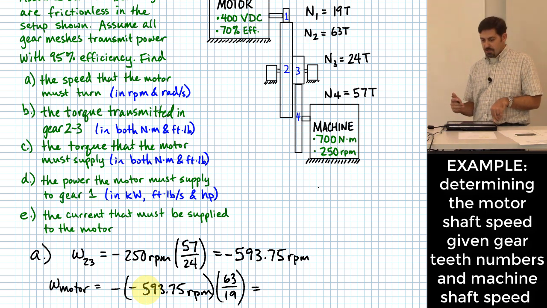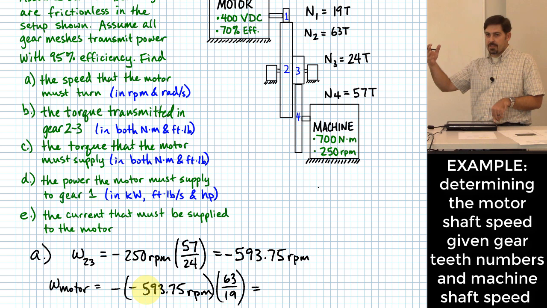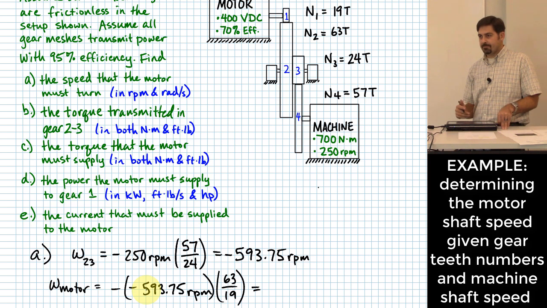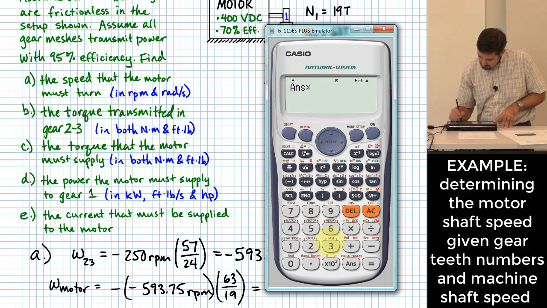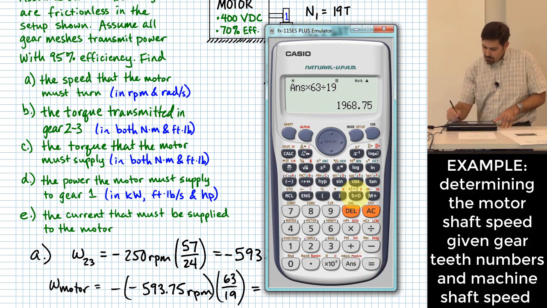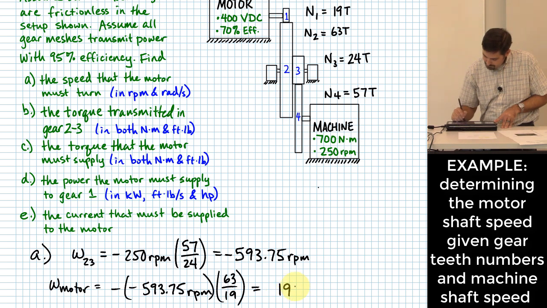Whenever I do these problems, I usually evaluate the direction that things are going intuitively, by looking through the thing and flipping the signs through. That's okay to do as long as you feel comfortable with it. Otherwise, you can use the math and trace through to see how it flips direction each time. All right, so this becomes 63 divided by 19, so that would be 1968.75 RPM. Okay, so that's one of the answers we needed to get.